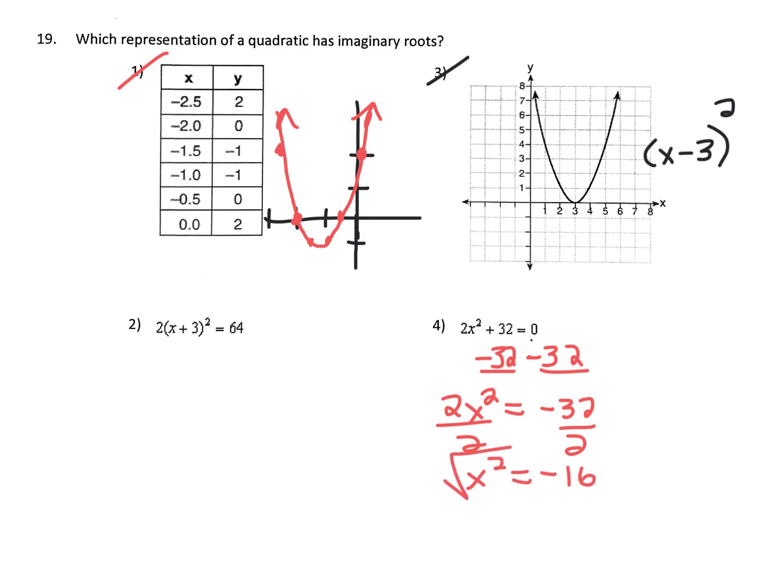Now, when I go to take the square root, look at that, I have a negative under the radical, and isn't that what gives us imaginary solutions? So I'm going to write my final answer: x equals, this square tells us we have two answers, so plus and minus. And remember, the square root of 16 is 4, and the square root of negative is an i. So this is going to be plus and minus 4i. This is the one with the imaginary roots.